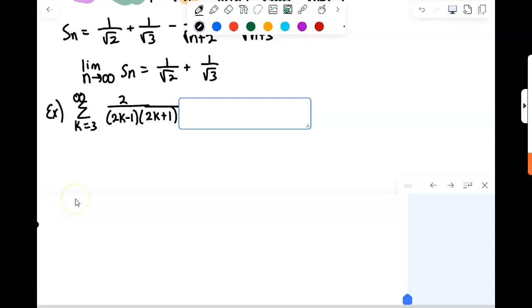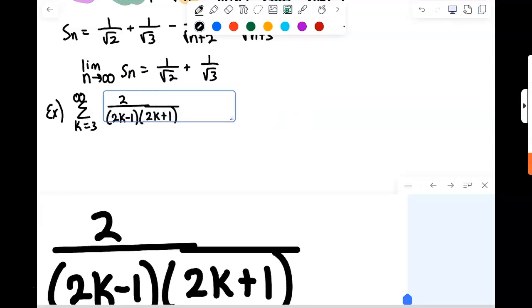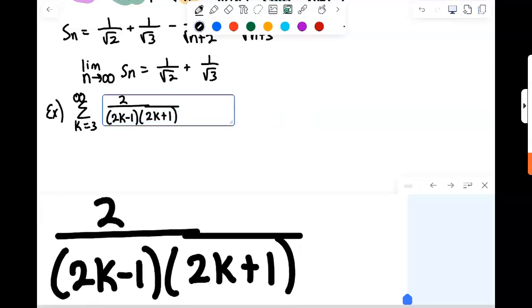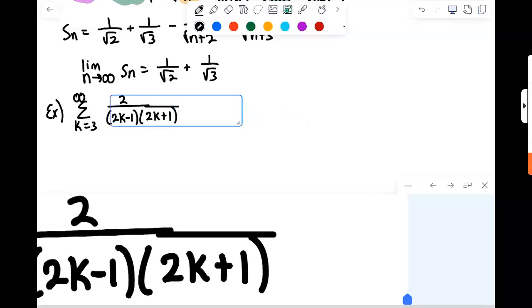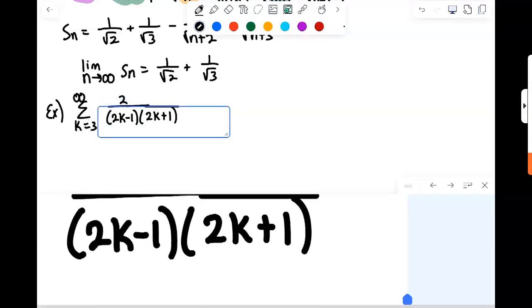Okay, so let's consider this example here. The sum, k starts at 3 to infinity, of 2 over (2k minus 1)(2k plus 1). This, on the surface, initially does not look like a telescoping series, right? Because a telescoping series requires us to be subtracting two things.